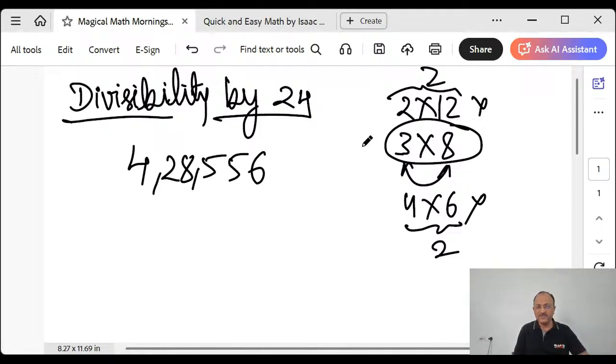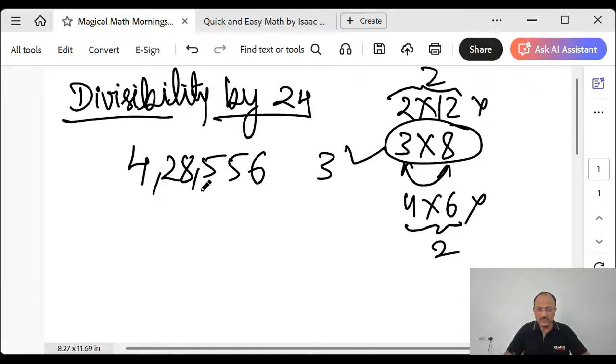Whether 4,28,556 is divisible by 24. Instead of checking by 24, first you check by 3. Sum of the digits, correct? 4 plus 8, 12. 6 also I will eliminate. 5 plus 5 plus 2, 12. Yes, this is divisible by 3. Now check with 8.